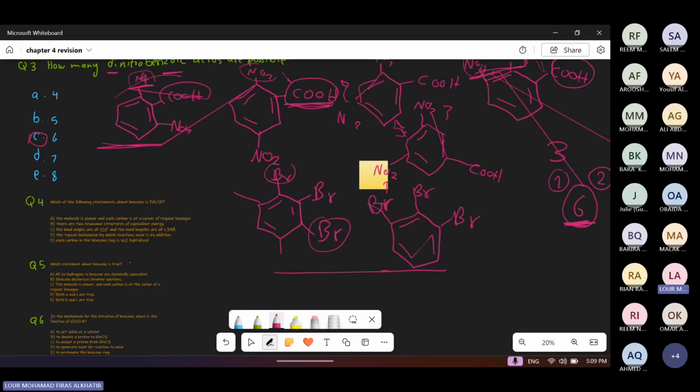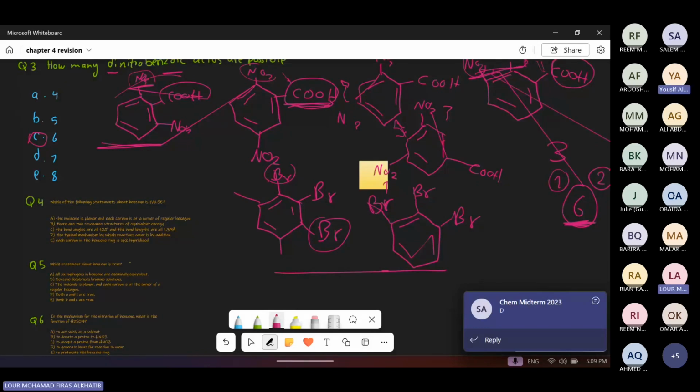Question number 4. Which of the following statements about benzene is false? Take a moment to read through it and the answers, and then we'll go through each of the choices together. What do you think the answer is? D. D. Exactly. Why?